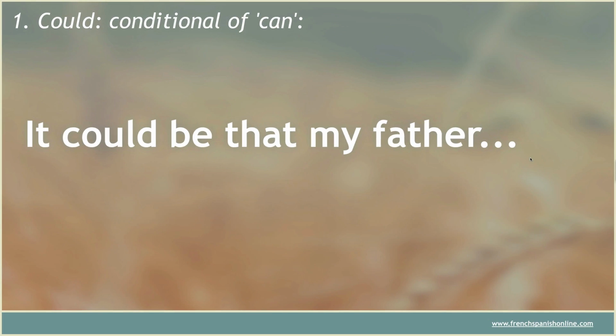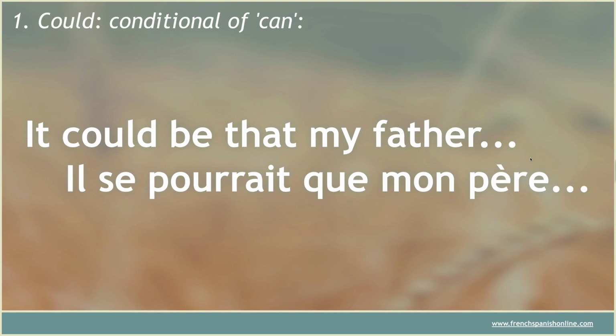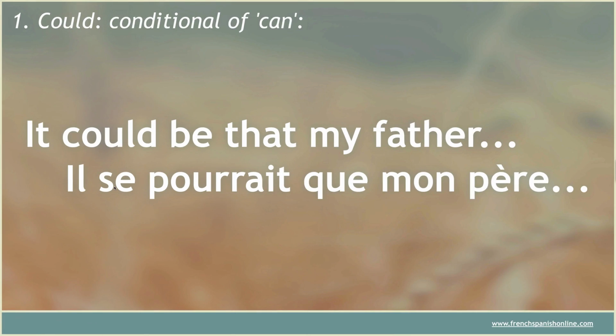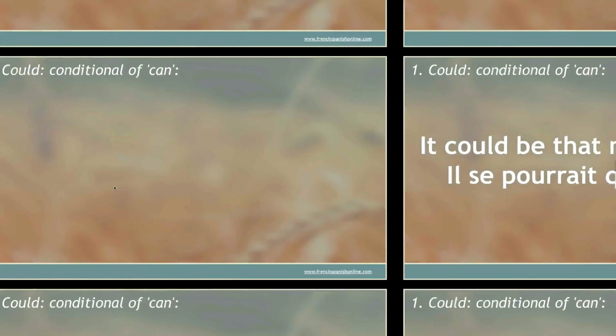Another sentence, it could be that my father. Well, here, of course, it's not sure, so we are going to use the conditional in French, but it's an expression, and we translate it this way. Il se pourrait que mon père. So here in French, we need this reflexive form. To translate, it could be that my father. You don't say il pourrait que mon père. No, it's nonsense in French.